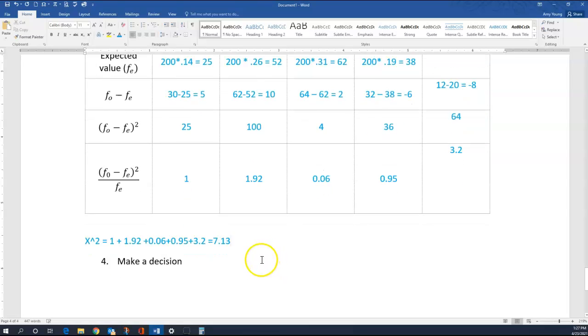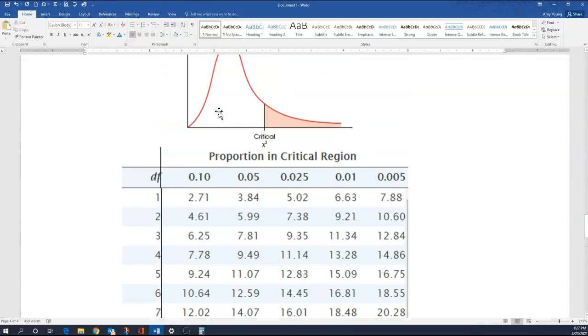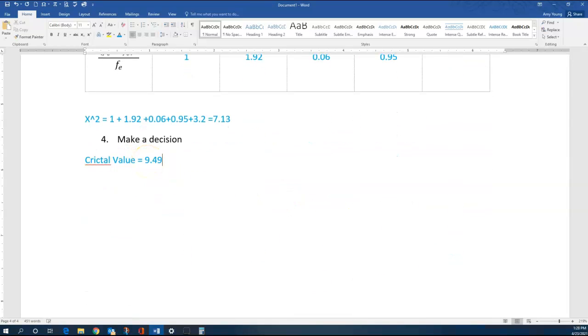7.13. Okay, so now remember from above, we showed that our critical value was, and I forgot what our critical value is. Let me go grab it real quick. What did we say it was? Yep, 9.49. There we go. So our critical value is 9.49. In order for us to reject, our chi had to be greater than 9.49. 7.13 is not greater than 9.49.